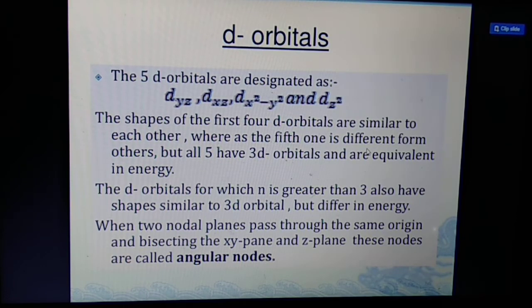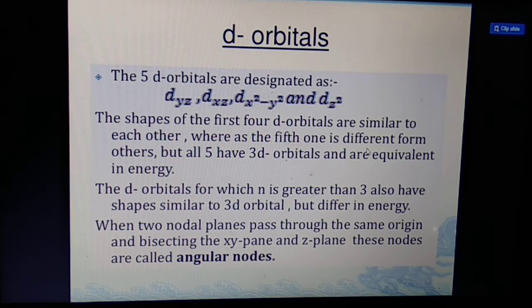Next students, d orbitals. The 5 d orbitals are designated as dyz, dxz, dx square y square and dz square. Here only 4 d orbitals are given. The other d orbitals are dxy, dyz and dzx. One is missing here, that is dxy.